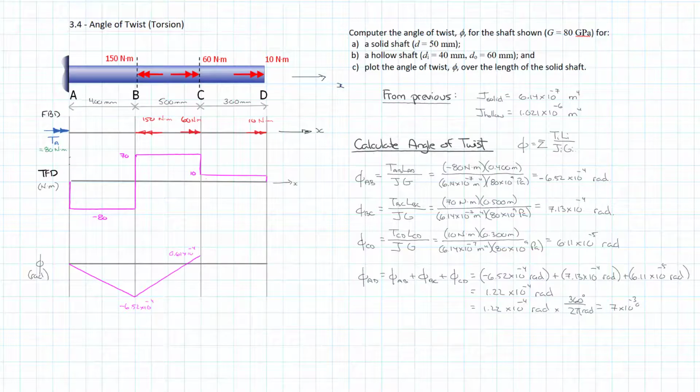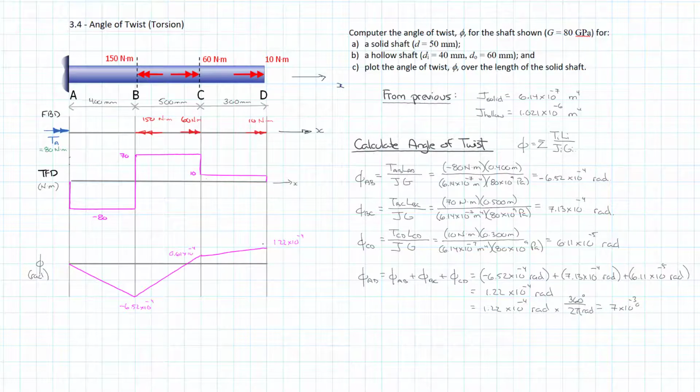And so we're going to get up there, and then we're going to continue on in the same direction, another 6.11 times 10 to the minus 5, which will ultimately get us to a value of 1.22 times 10 to the minus 4 radians. So off like that. And so with that, we were able to plot the angle of twist going on in the shaft by these three externally applied torques.